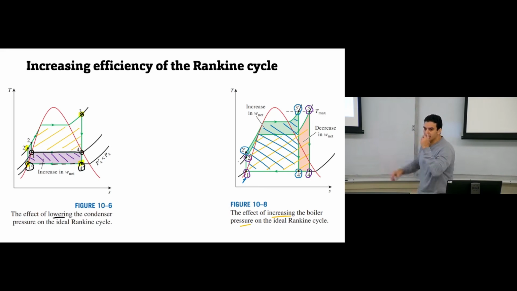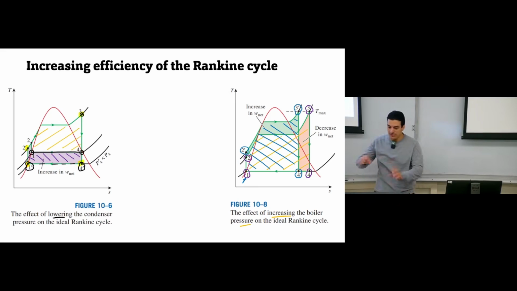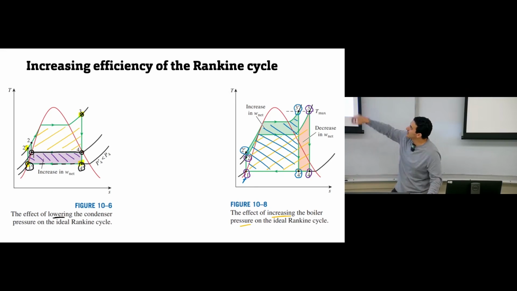So if you compare these two regions, you will see that we have this orange region, it's like cut or subtracted from the original cycle. So we have this area representing the decrease in work cycle, but we have a green area here added to the overall area, and this represents an increase. If you quantify each one of them, you will find that the amount of increase is more than the decrease. So in general, increasing the boiler pressure will result in an increase in the network and an increase in the thermal efficiency.